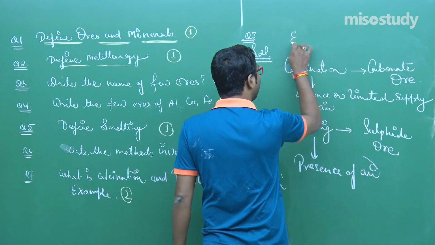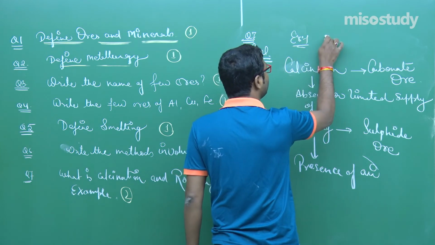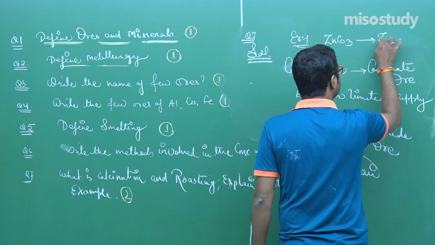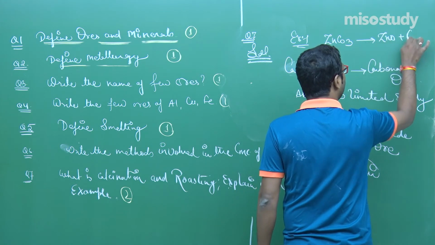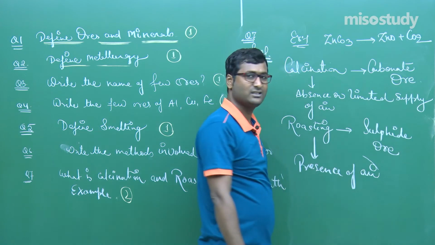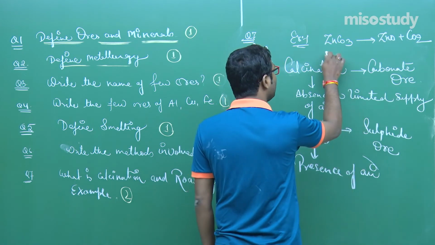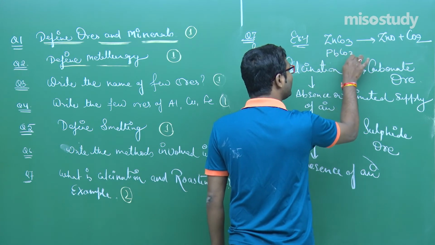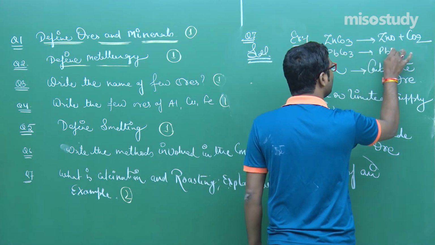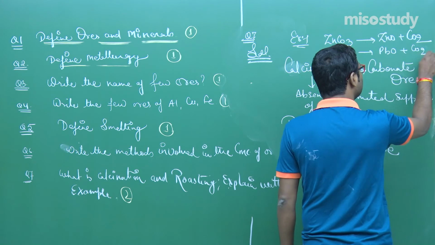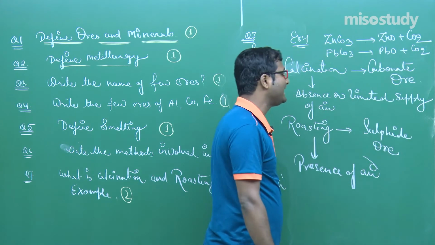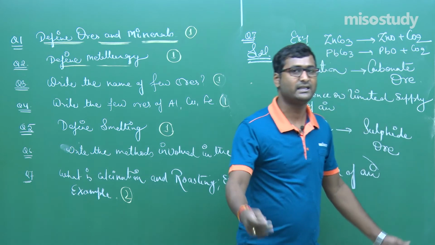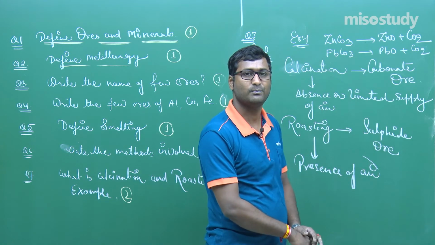For example, for calcination of carbonate ore, if I write ZnCO3, it gives you ZnO plus CO2. Am I right? Yes, sir. If I write PbCO3, or you can say CaCO3, it gives you PbO plus CO2. If I write CuCO3 into Cu(OH)2, it gives you Cu2O plus CO2 plus H2O.